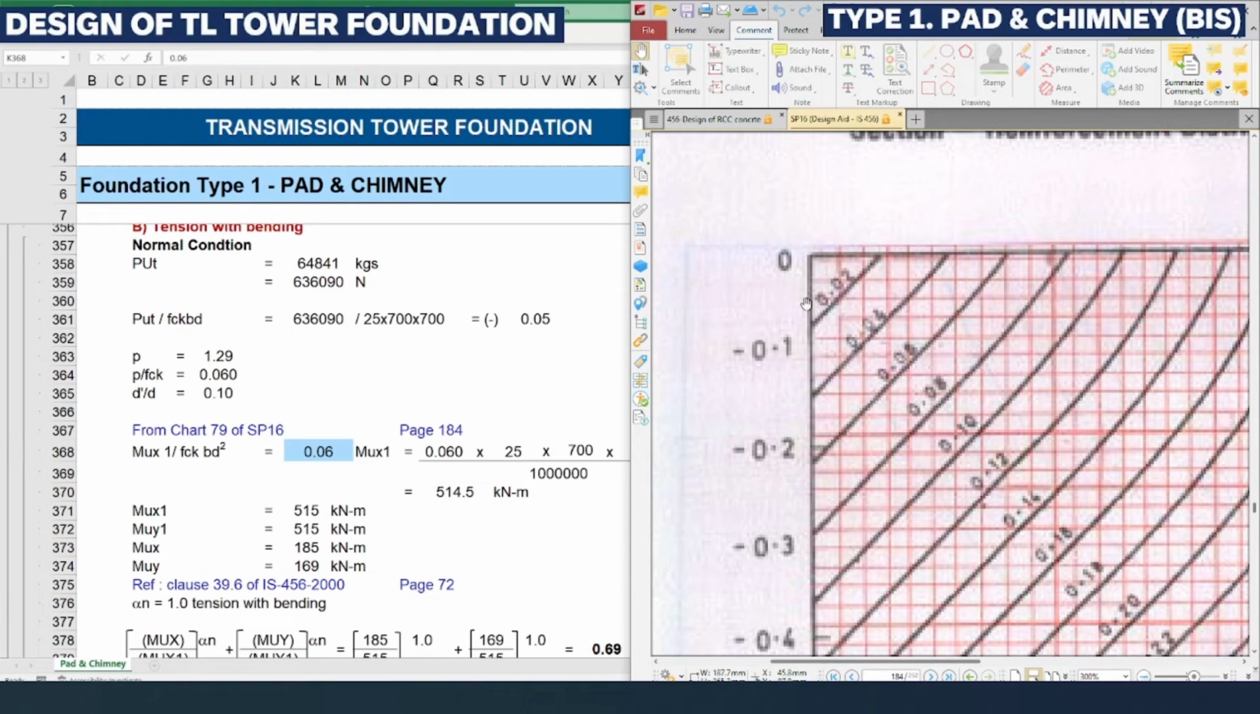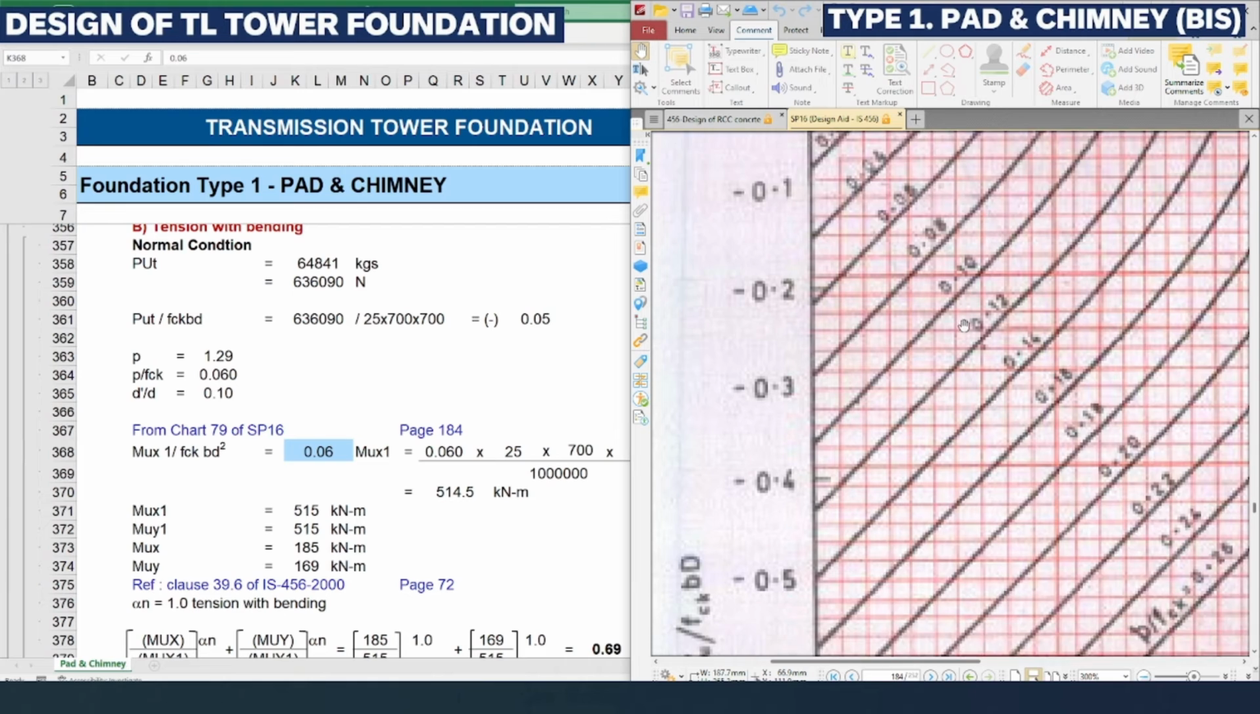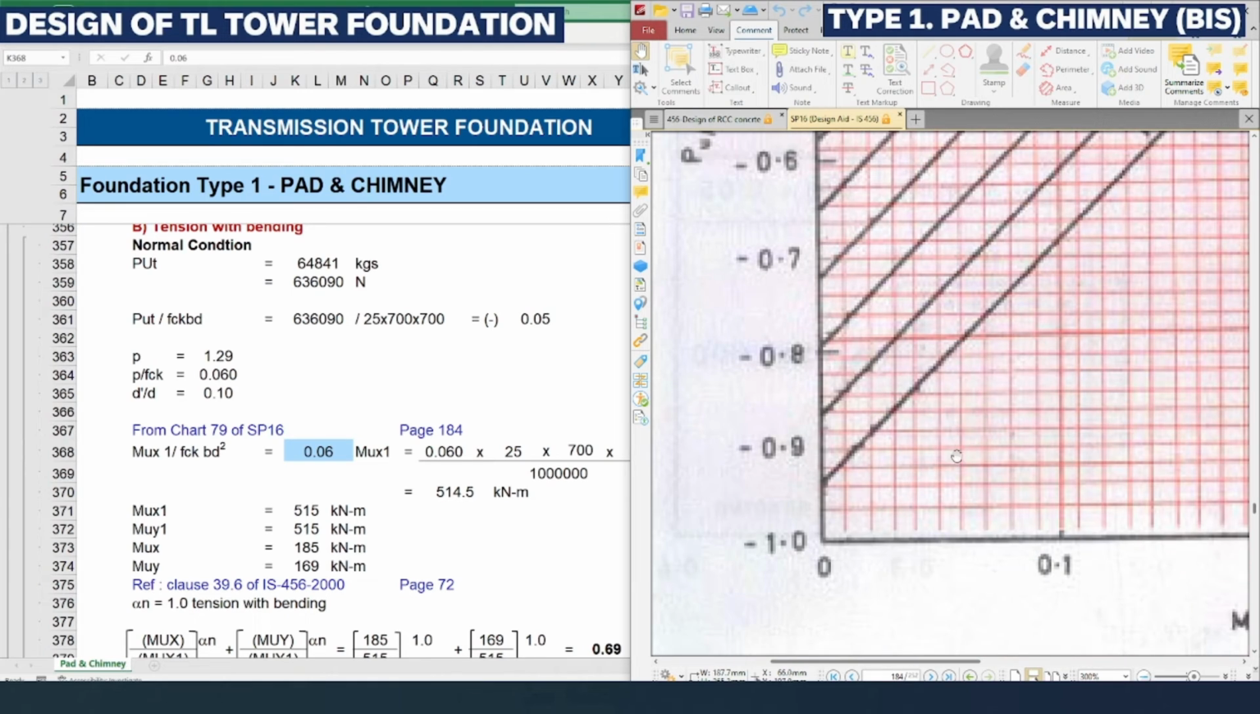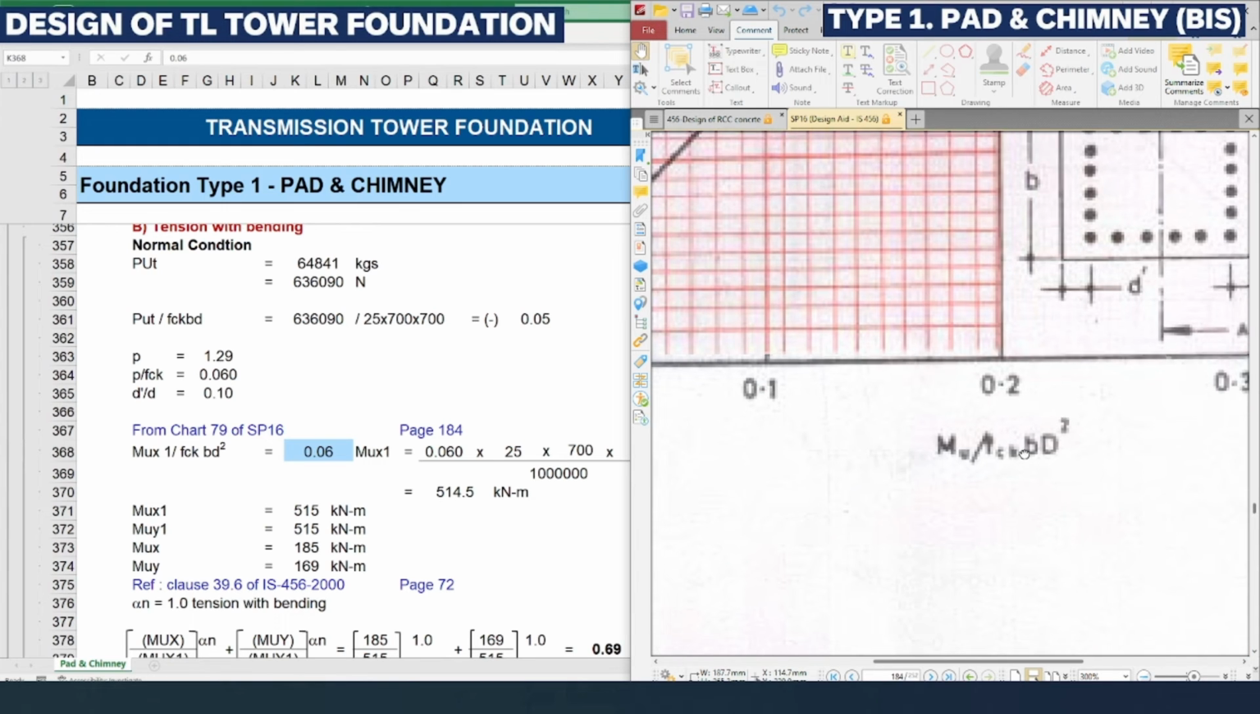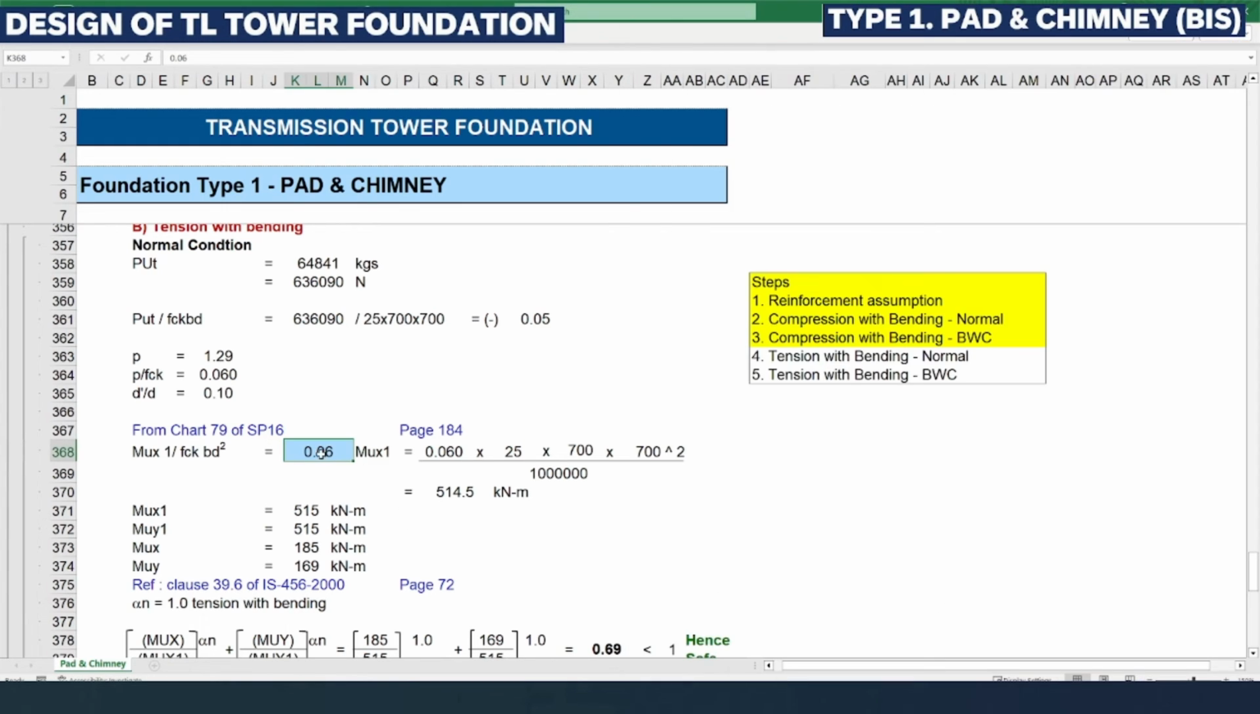So for 0.05, which will lie here, if you draw an imaginary line between this. Here if it is 0.1, then 0.2, 0.4, then 0.5, 0.05 will come here. So touching this, if you are dropping down to the chart, the value is coming 0.06. So it is 1, 2, 3, 4, 5, 6. So 0.06 is the Mu by fck bD square value, so that we are entering here.